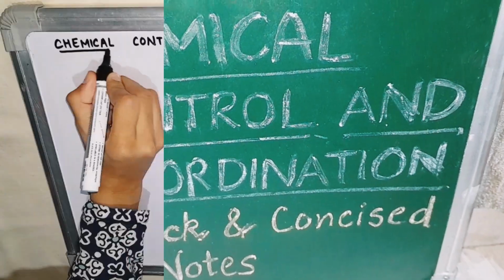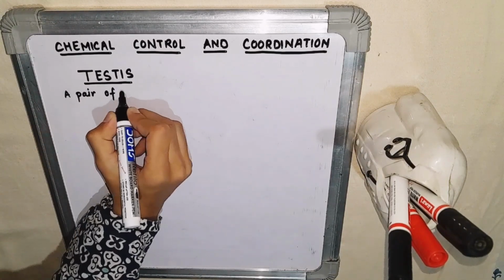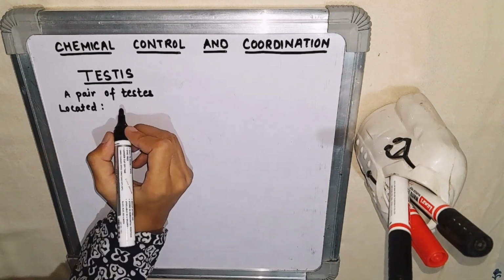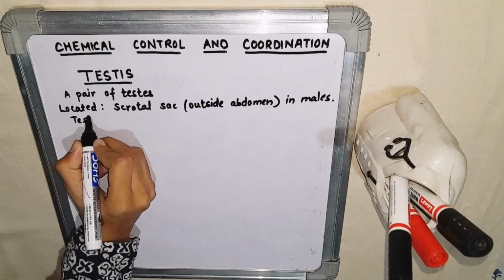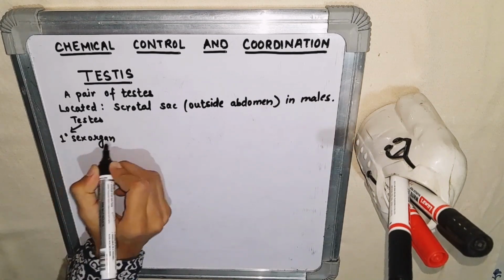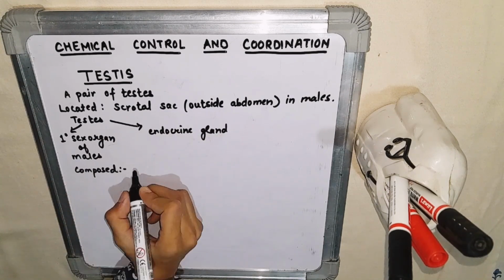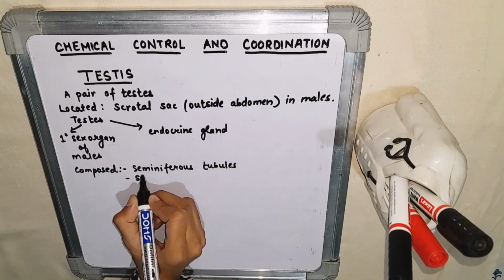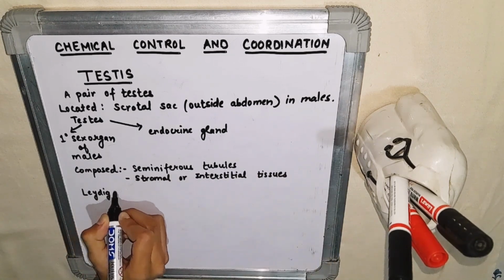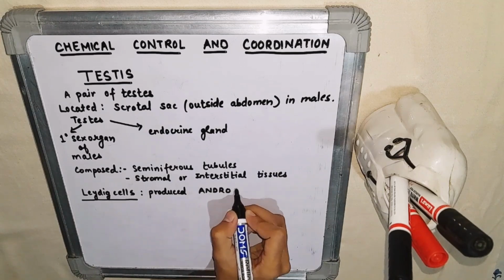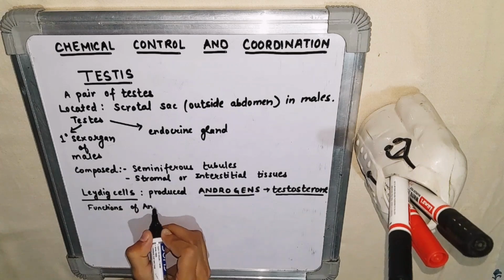So let's start. The first topic is testes. A pair of testes is located in the scrotal sac outside the abdomen in males. The testes perform two functions. First, it acts as the primary sex organ in males, and second, it acts as an endocrine gland. It is composed of seminiferous tubules and stromal or interstitial tissues. Leydig cells, which are present in the testes, produce androgens. Androgens further secrete the hormone testosterone.